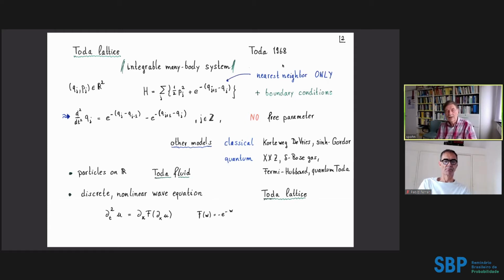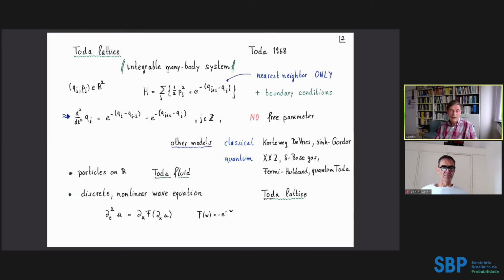So this is why I call it integrable many-body, to distinguish between integrable models like, I don't know, the Earth around the Sun. That's an integrable model, but here the emphasis is really on many-body. So the number of particles, the number of degrees of freedom is arbitrary.